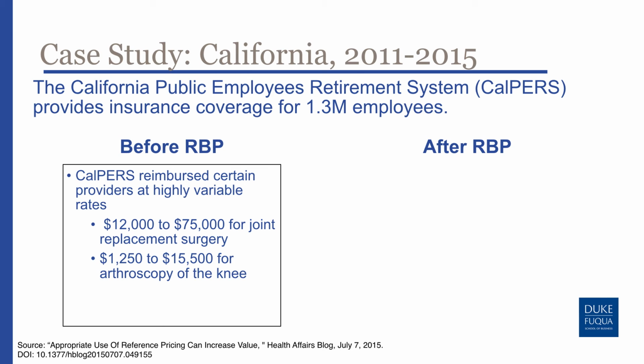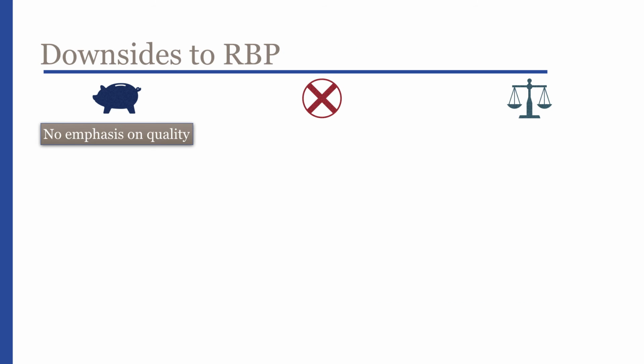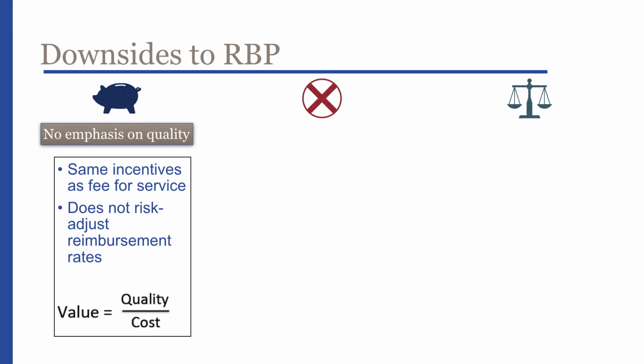Some downsides to reference-based pricing still exist, and one of them is that there's no emphasis on value. The same incentives as fee for service exist with reference-based pricing. You're incentivized to increase volume in order to increase revenue generation instead of improving quality to increase revenue generation. Reference-based pricing also encourages cherry picking because it reimburses the same for every single patient. Even if a patient has increased risk factors, which is known to result in poor outcomes, they will receive the same reimbursement as a patient with no risk factors at all.